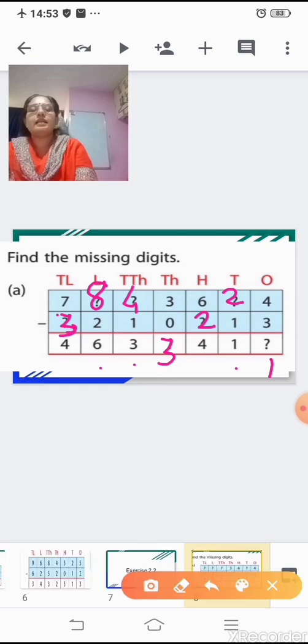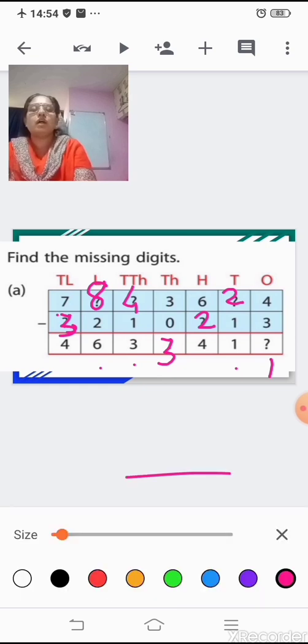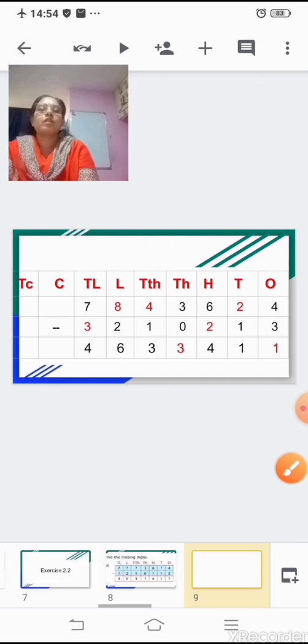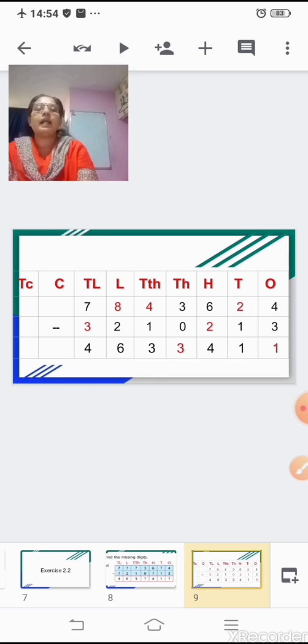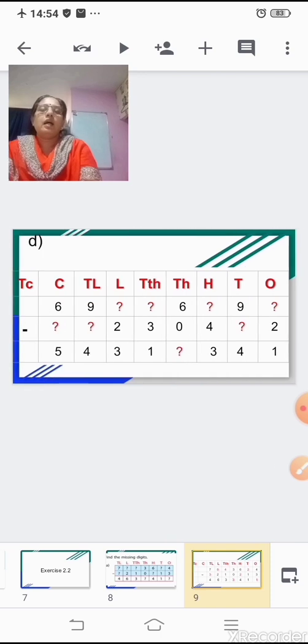So in the next slide, the answer is given. You can just check the answer from here. Okay. So wherever the question marks are put and wherever the answer is written in red, that is the answer. You can just subtract and check your answer with this slide. Coming to one more sum.